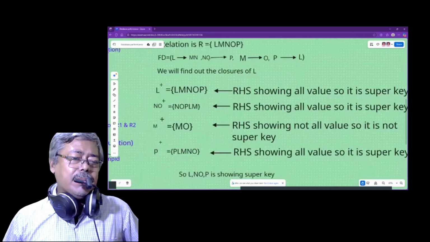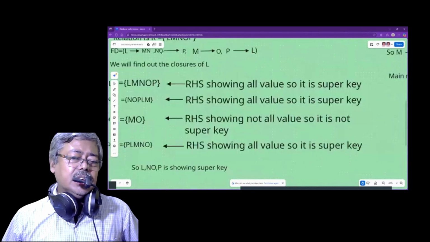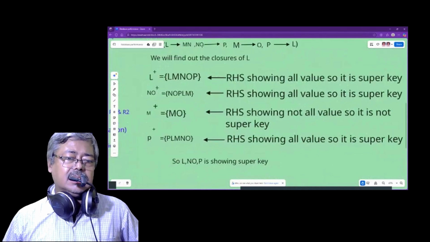Now we come to NO. NO identifies P, and also L, and also M. So NO also shows all the attributes of the relation: N, O, P, L, M. LMNOP. So this is also showing the super key character.